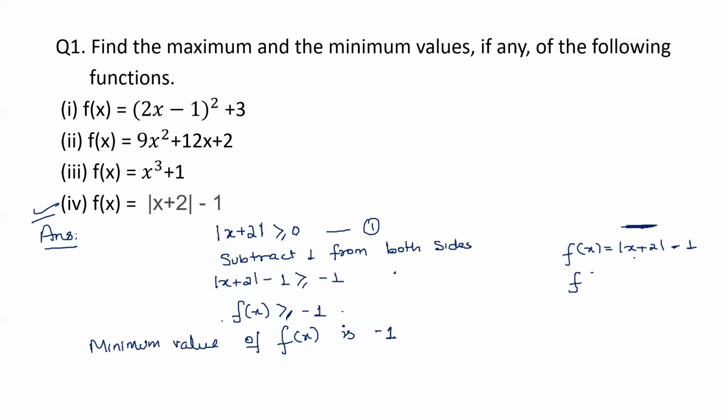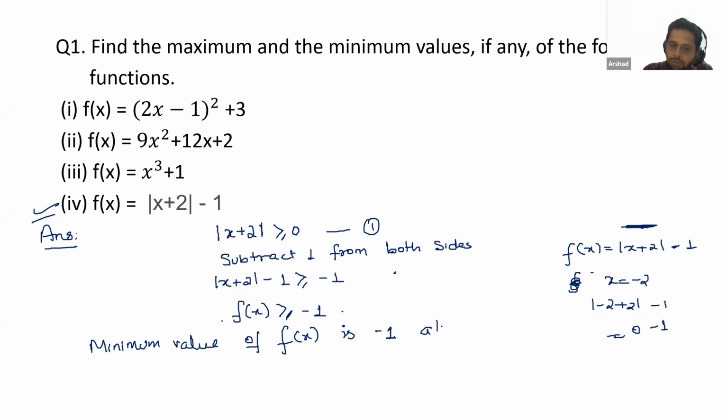Mod of x plus 2. So when you put x is equal to minus 2 here, you will get minus 2 plus 2 and minus 1, which gives you 0 minus 1. So that means the minimum value of f(x) is minus 1 at x is equal to minus 2.